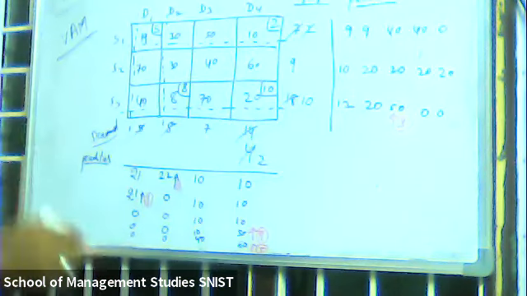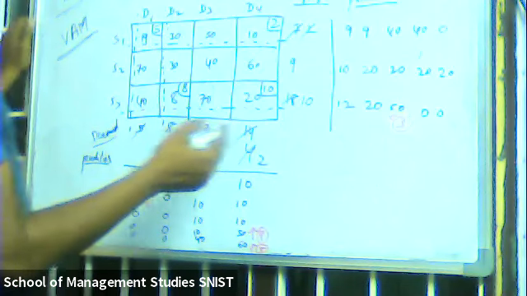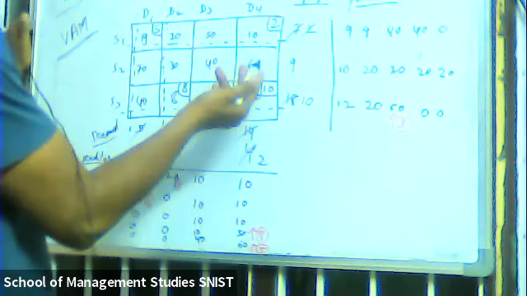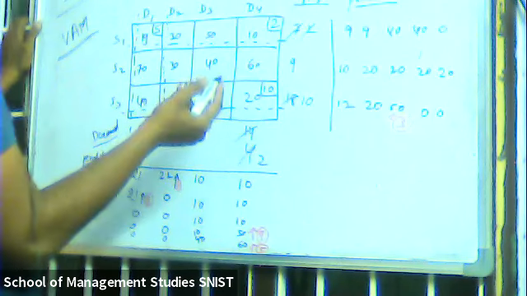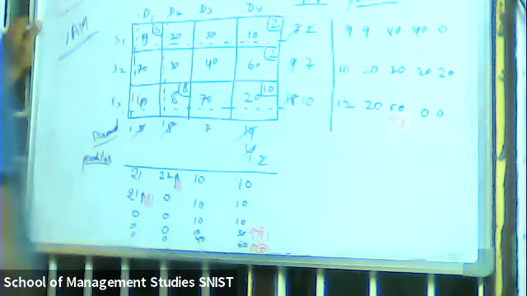So the fifth entry has to be under row or column? D4 column only. Now where do I have to enter? Only one is there, that is x24, right? Yes, sir. Enter 2 here and it becomes 7.